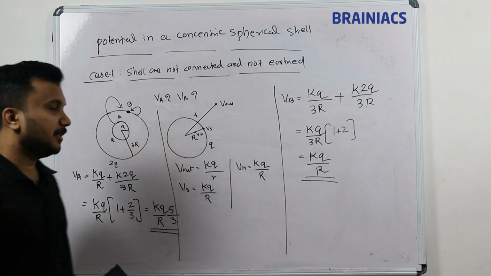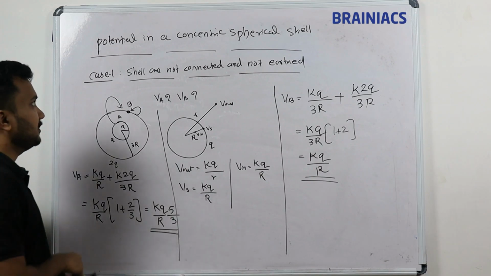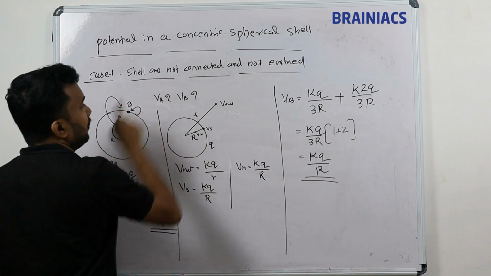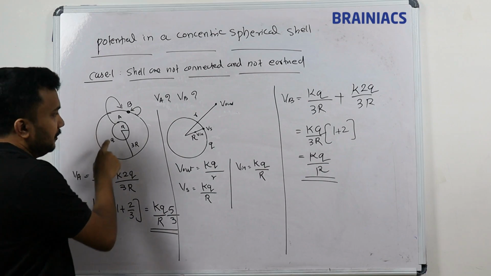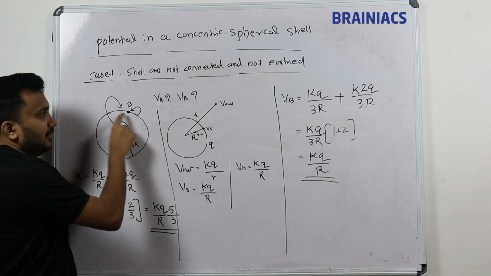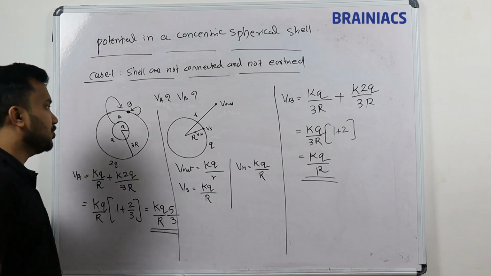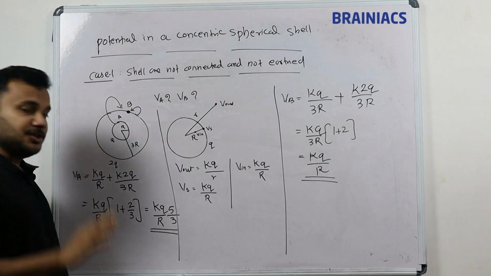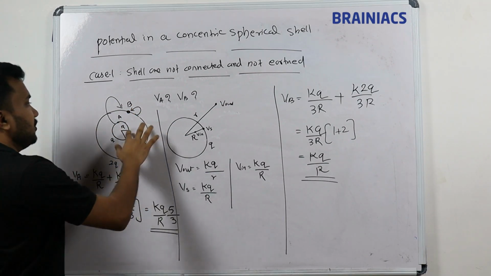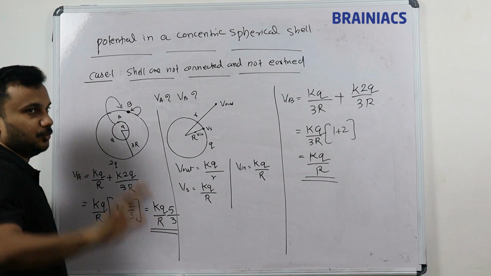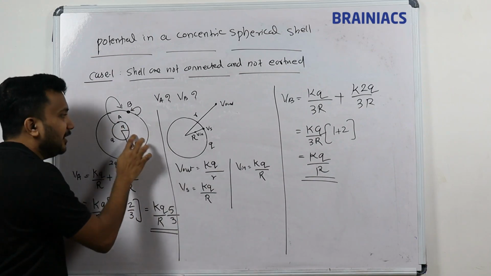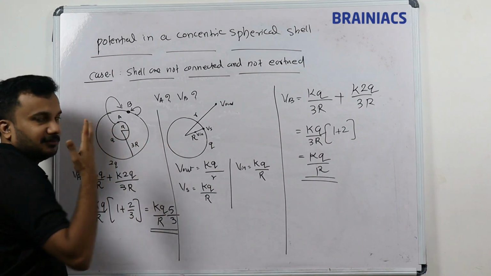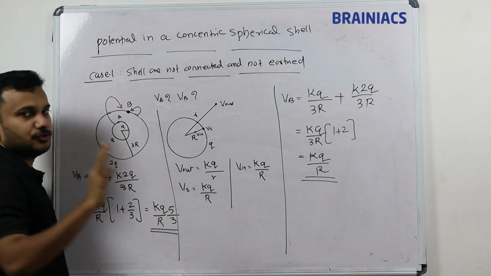So this is case number 1. The heading says that shells are not connected, which means there are two shells. Shell number A will be there and shell number B will be there. Shell A is not connected with shell B. There is no connection, and there is no earthing. Earthing means there is no grounding. It is just simply two shells.